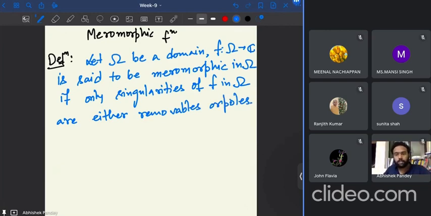So the only singularities are either removable or poles. Then we say f is meromorphic in omega, like 1 by z in the unit disk. So 0 is basically its pole. So f(z) equals 1 by z is meromorphic in the unit disk. Let us consider a problem now.